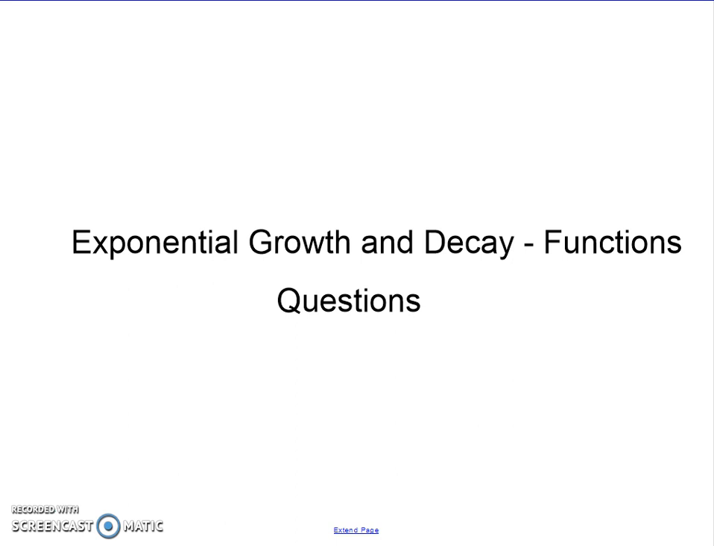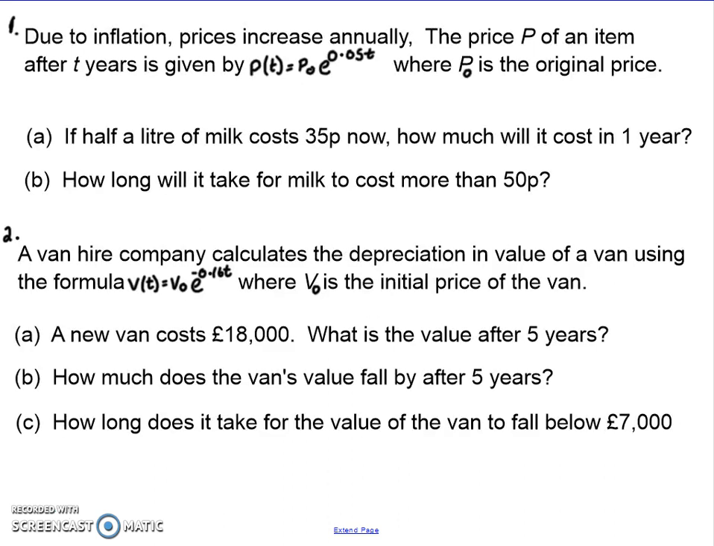So here are the questions for you. First one, due to inflation, prices increase annually. The price P of an item after t years is given by the function P of t equals P naught e to the 0.05t, where P naught is the original price. If half a litre of milk costs 35p now, how much will it cost in 1 year? And the second part is how long it will take for milk to cost more than 50p.